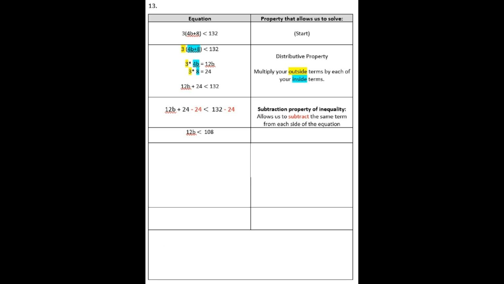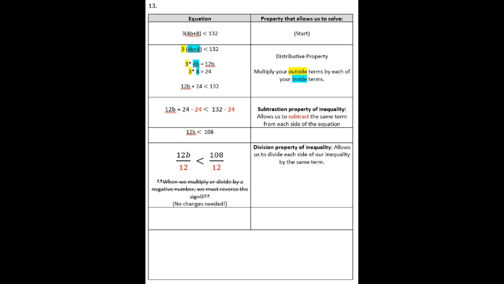So we subtract 24 from both sides, that's the subtraction property of equality, and we end up with 12b is less than 108. Divide both sides by 12. Now, we don't need to change that sign. 12 is positive in this case, so there's no need to adjust that less than. We end up with b is less than 9. That's 108 divided by 12. So open dot on the 9, shade all the way over to the left.